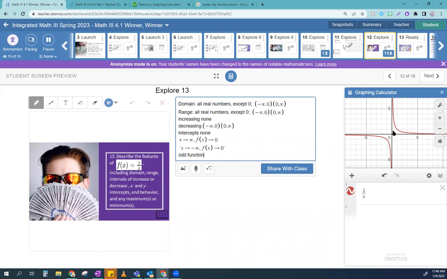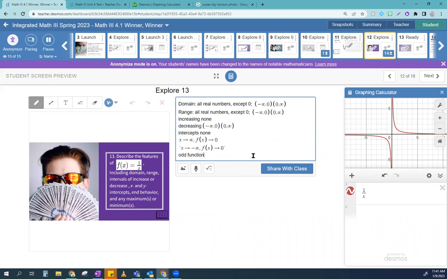When I go to the right, let's say 5 for now, and I look at the value at 5, there it is at 0.2. Then I go in the negative direction and look at negative 5, there it is at negative 0.2. Do you see how when I go right, it goes up 0.2, and when I go left, it goes down 0.2? They're opposite of each other.